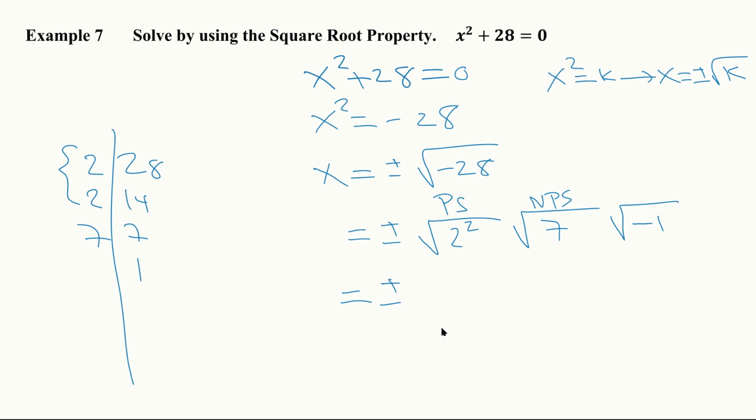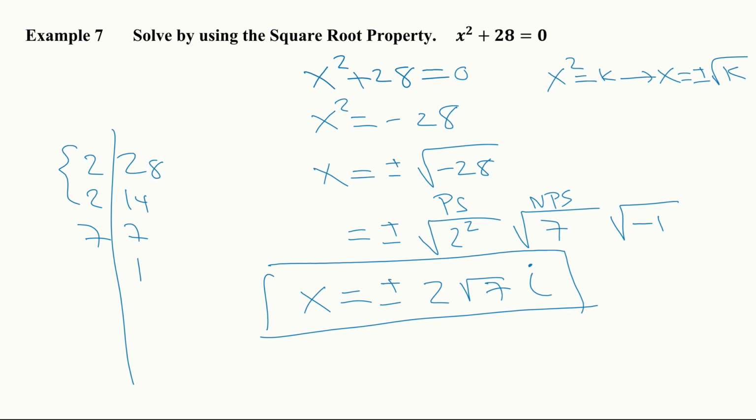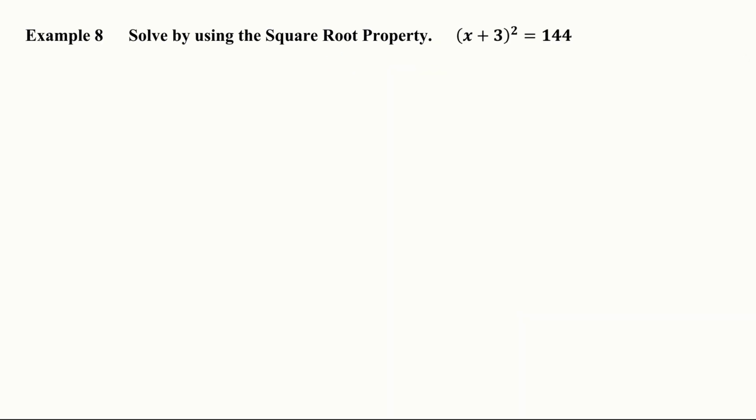Now the square root of 2 squared is of course just 2 radical 7. And then instead of square root of negative 1, just put i. That is considered to be the simplest form of square root of negative 1, i. So now we can write our solution set. So we get positive or negative 2 radical 7, i, like so. Okay, now try this one before you come back.